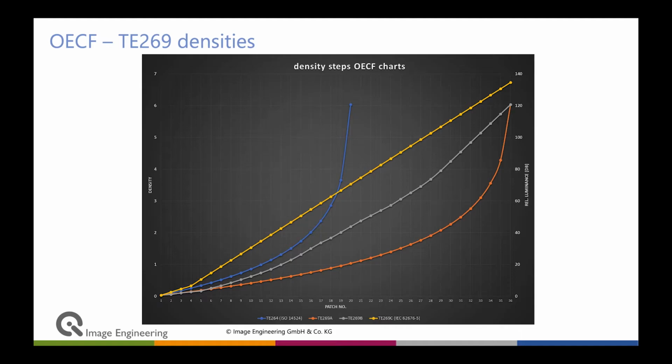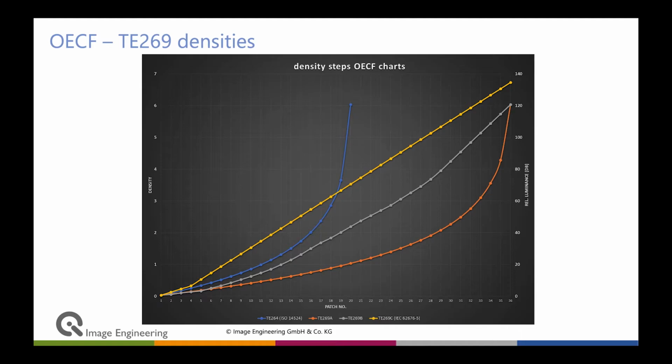In this plot, you can see the distributions of optical densities that you have. On the x-axis, you see the patch number. On the y-axis, you see the optical density. So the target in the blue line, TE264, according to ISO standard, with a contrast of 1,000,000 to 1. You see that in the last two patches, you go from optical density less than 4 to 6. So you make a huge step there. And in all these ranges, you have no measurement position.